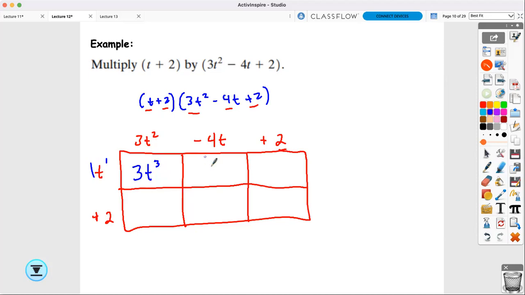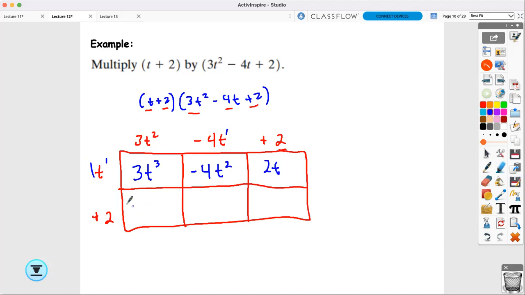Now let's do the second box over here. 1t to the 1 times -4t to the 1. Well, we know 1 times -4 is -4. 1 + 1 is t squared. And then last but not least, 1t to the 1 times 2 is just 2t, or just 2t. We don't have to draw the 1. That was the first row.